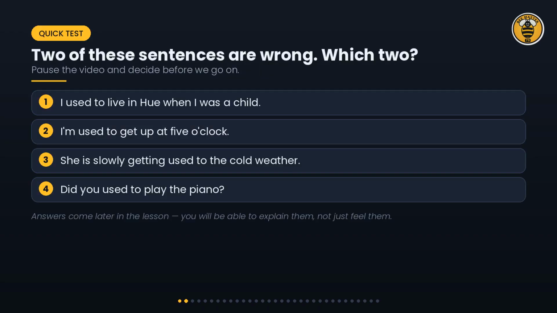Before we start, a quick test. Here are 4 sentences. 2 of them are wrong. Listen carefully. 1. I used to live in Kew when I was a child. 2. I used to get up at 5 o'clock. 3. She is slowly getting used to the cold weather. 4. Did you used to play the piano? Pause the video now and decide which 2 are wrong. Then keep watching, because by the end you will not just feel the answer. You will be able to explain it.